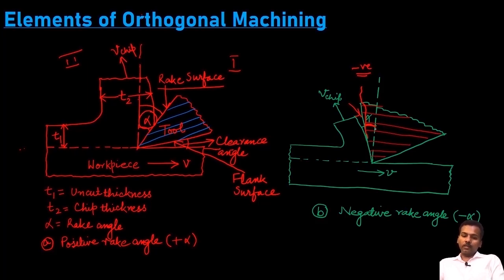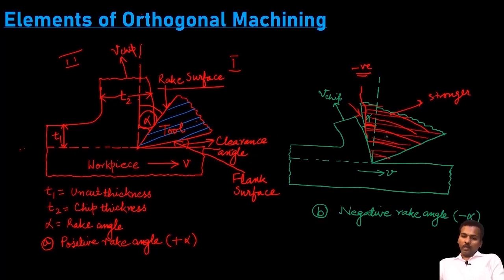Now here in this case the power requirement will be increased, because you know that the cutting force will increase. But in the case of a negative rake angle, the volumetric tool material will be higher than in this one. This will be the stronger one, and this one will be the weaker.